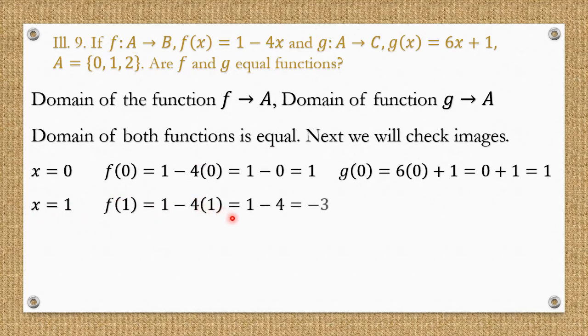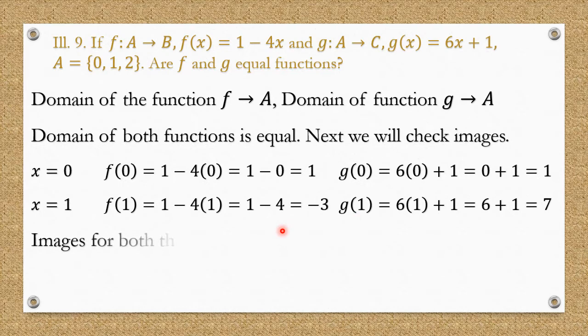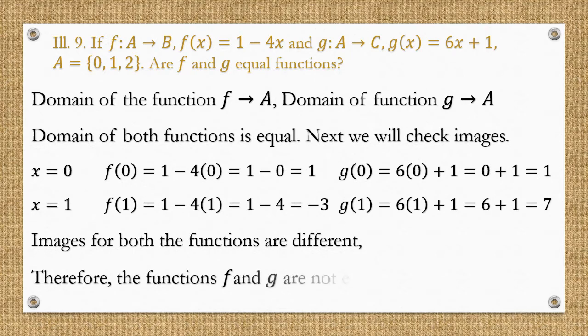f(1) is 1 minus 4 times 1, that is negative 3. g(1) is 6 times 1 plus 1, that is 7. As you can see here, for the function f we get negative 3. For the function g we get 7. And that clearly means that the answers are not matching. And therefore, we can't say that the functions are equal, or we can say that the functions f and g are not equal functions.